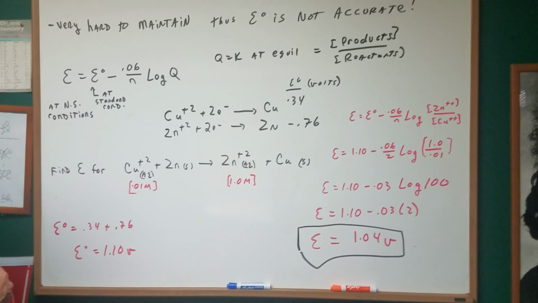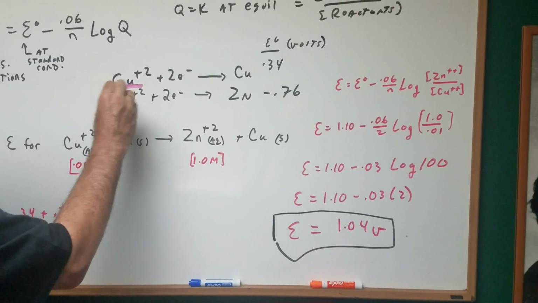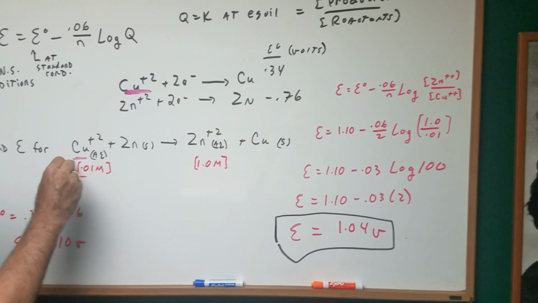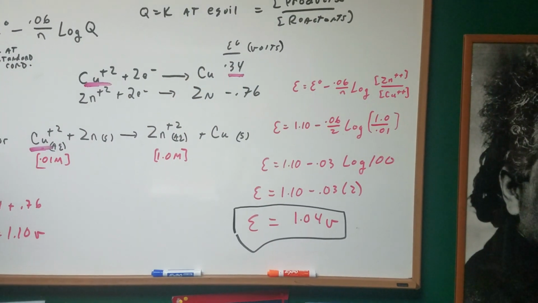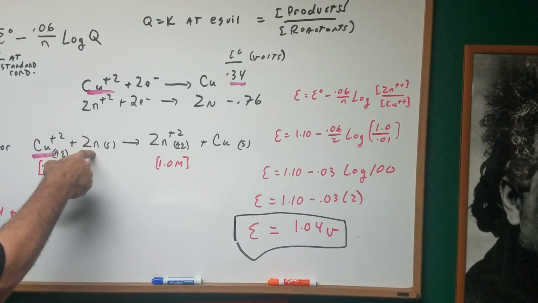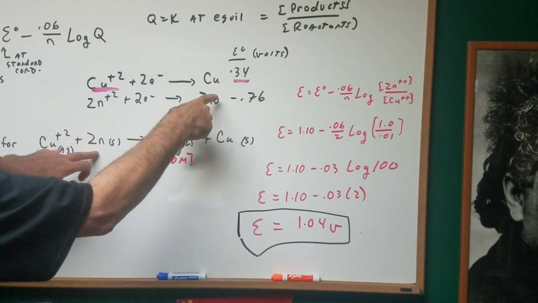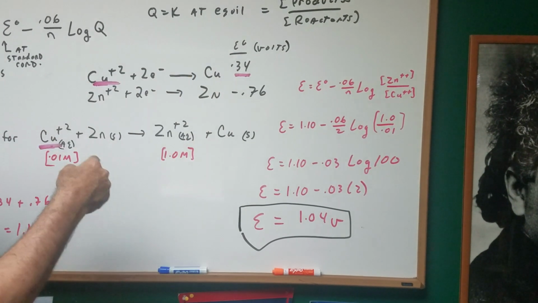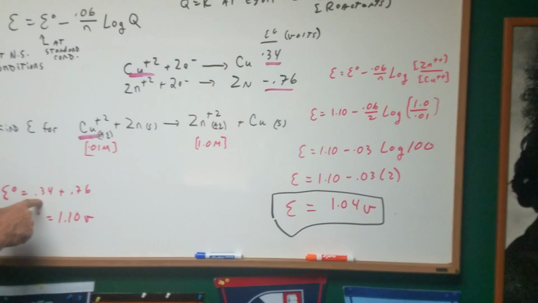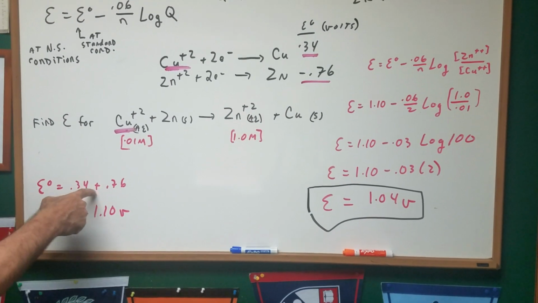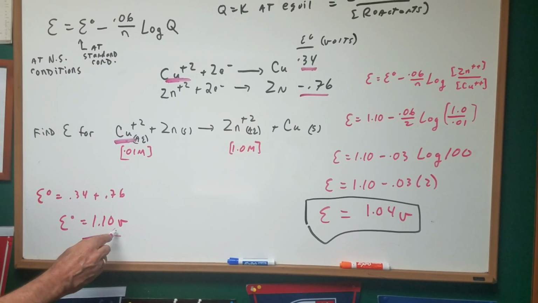Let's first get the E0. Here's a nice little trick. Cu2+ is on the left side here, and it's on the left side here, so we're going to keep the 0.34. Now the zinc is on the left side in the half reaction, but here the zinc is on the right side, so you're going to reverse the sign. So it's going to be the 0.34 plus the 0.76, and that gives me 1.10 volts.